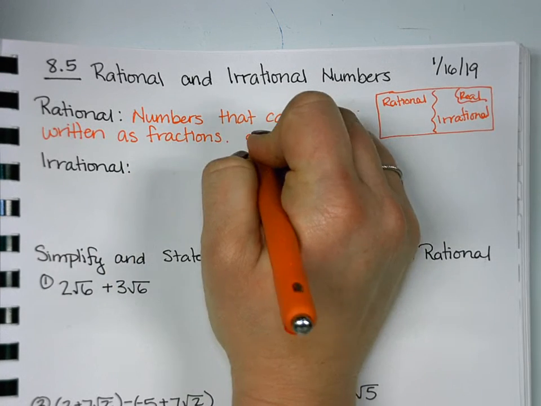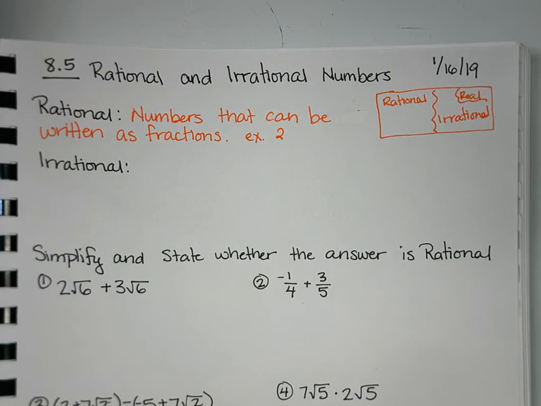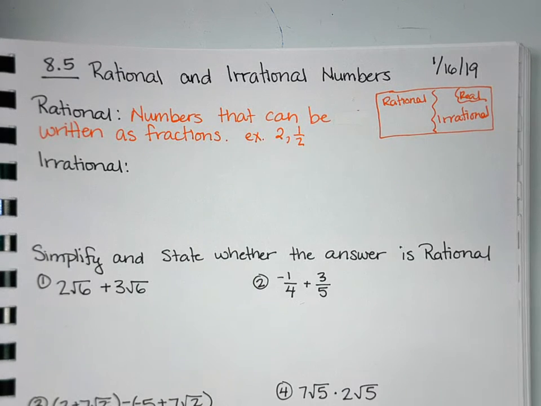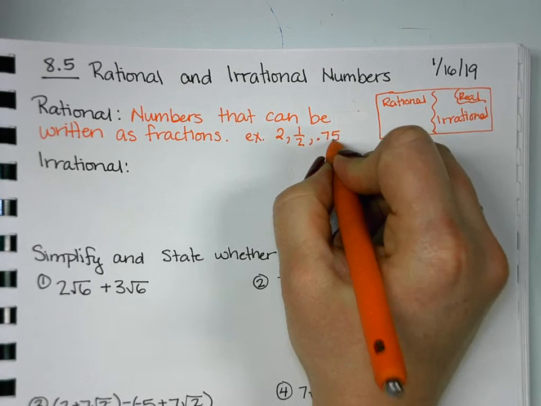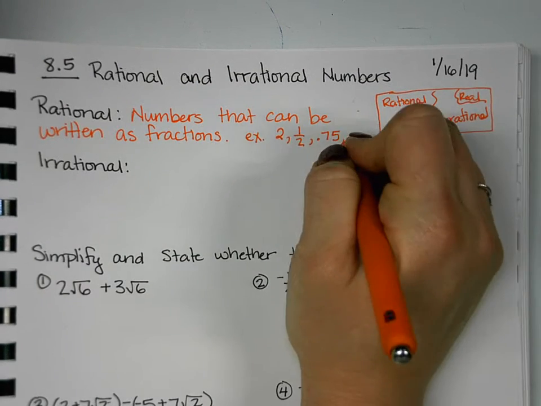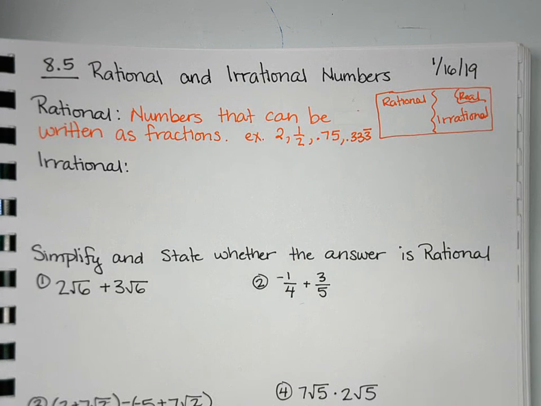So for example, the number 2, that's rational because we can write it as 2 over 1. 1/2, we can write that as a fraction, 1 over 2. 0.75, that can be rewritten as a fraction, 3/4. 0.333 repeating, that's 1/3. Okay, all of these that can be written as fractions are considered rational.